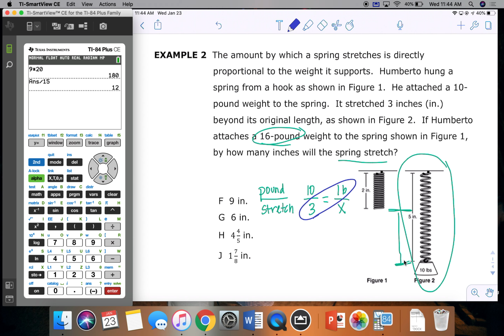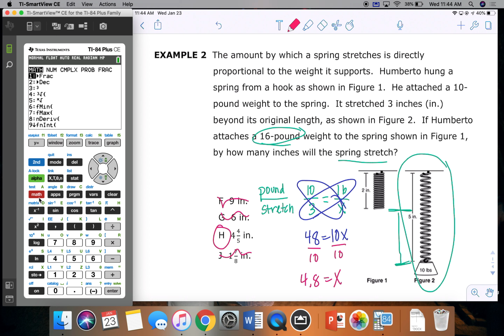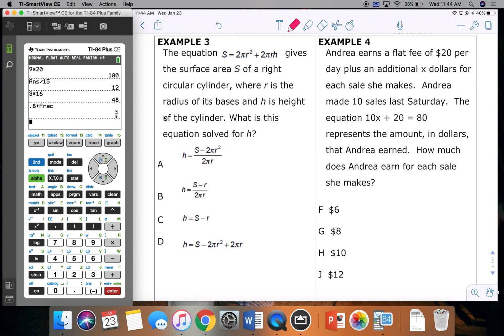So again, I'm going to cross multiply. So 3 times 16, and I get 48. 10 times x is 10x. And then I divide both sides by 10, and I get 4.8. None of these have 4.8, but H is the only one that has a 4. If you did 0.8, whoops, that's 0.5. 0.8 math inner, you could get that fraction of how they got the 4/5.